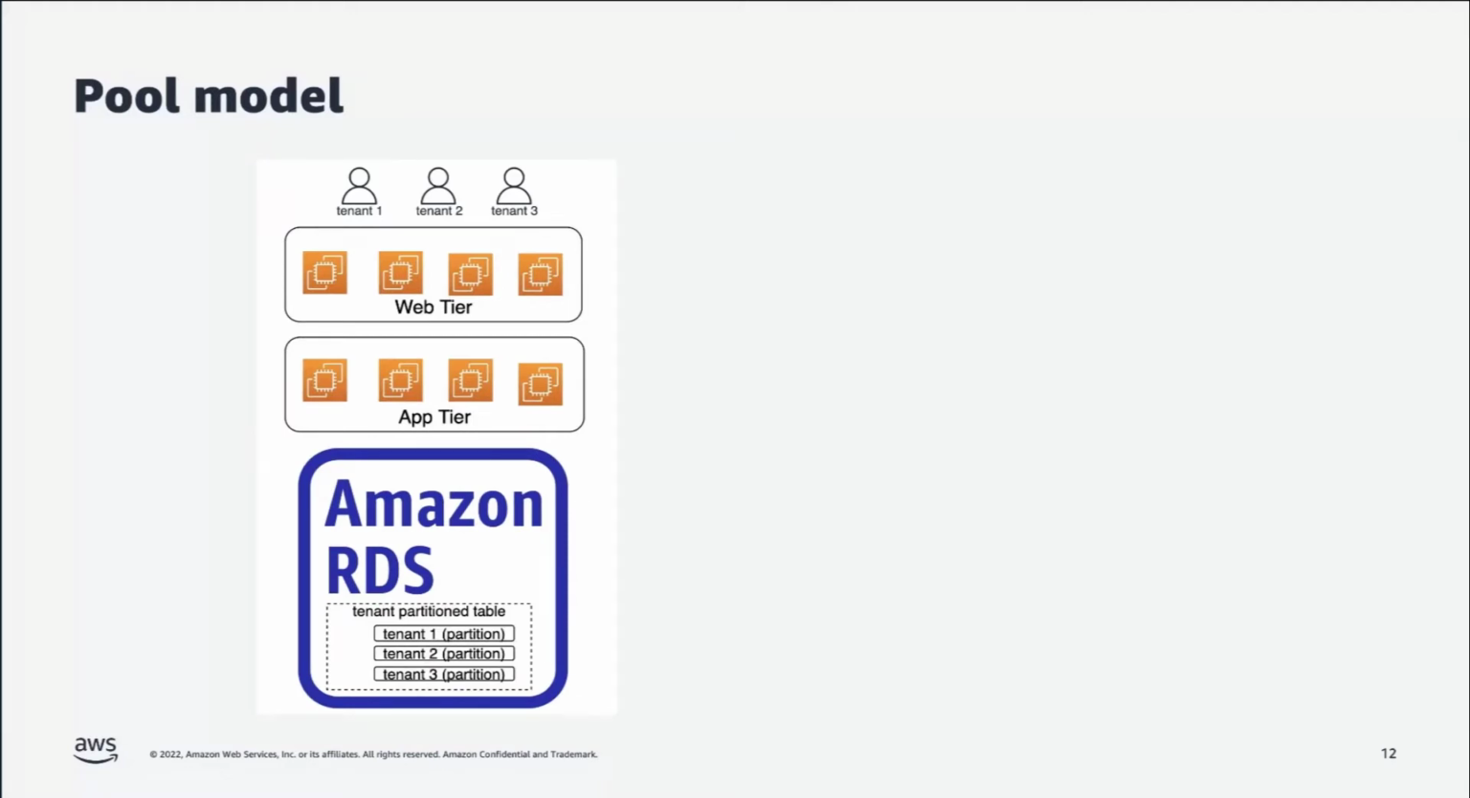Now let's look into the pool model. The pool model represents the all-in approach, where tenants share all of the database compute and storage constructs. The tenant data is placed into a common database, common schema, and common tables. You partition the data at the table level to scope and control tenant data access. This model tends to simplify a SaaS solution's provisioning, management, and update experience.